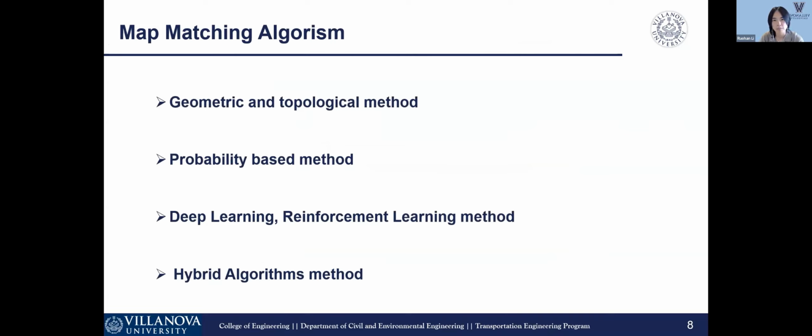As for the algorithm for map matching, before the probability-based method, the most popular way was using the geometric and topologic methods. These methods are very simple and less time-consuming, but very sensitive to noise and less accurate. After this, the probability-based method, like the hidden Markov model, became the most popular way, even now. Recently, a lot of researchers want to apply deep learning or reinforcement learning methods to different areas. That also includes map matching and hybrid algorithm methods.